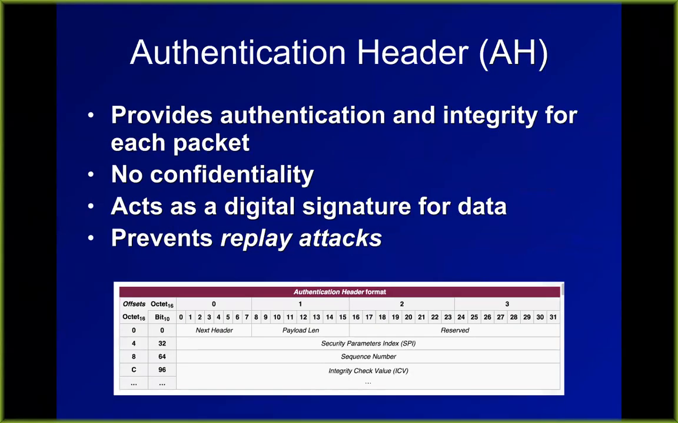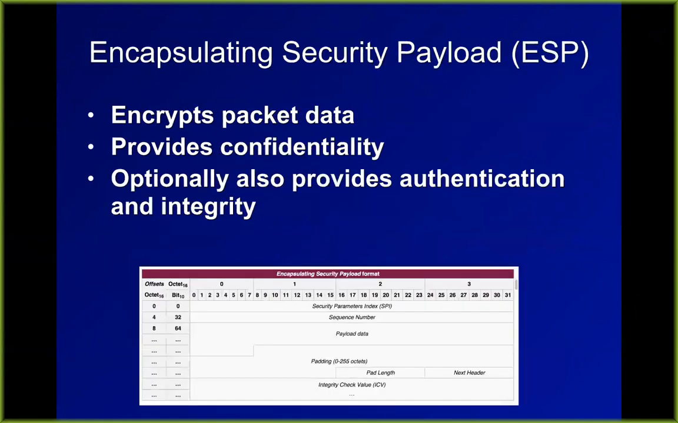The authentication header gives you authentication and integrity, but not confidentiality. It adds a digital signature to the packet. And the ESP is the more common mode, and probably the only one that should really exist, where it just encrypts everything, and you get confidentiality, and you can also have authentication and integrity.